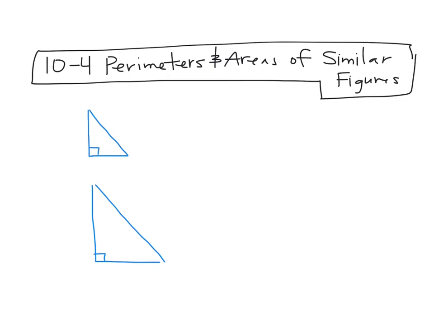Here's the first thing I'm going to show you. Let's say I have a triangle that has sides of 3, 4, 5, and then a triangle that has sides of 6, 8, 10, okay? If we look at that first triangle, what's the perimeter of it? It's 12, right? 5 plus 4 plus 3 is 12, whatever your units are. What's the perimeter of this bottom triangle? 24.